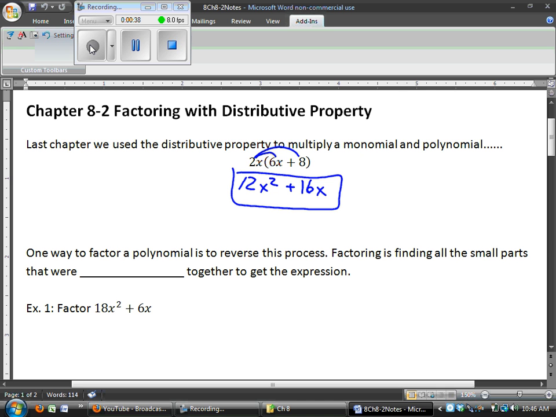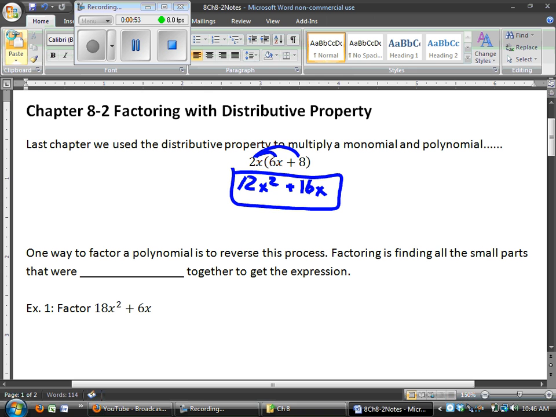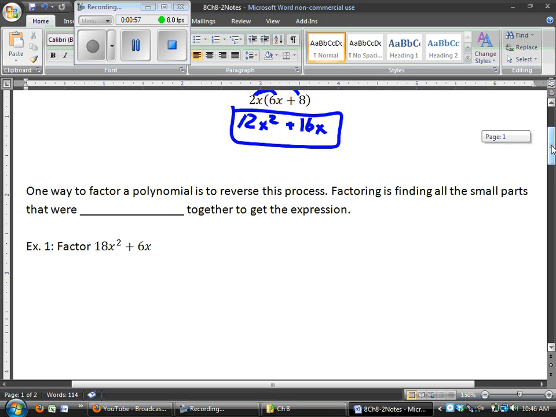Now, in this section, what we're going to be doing is we're going to start with the 12x squared plus 16 and figure out what to pull out. So instead of distributing something in, we're going to undistribute that something and pull it out. Okay? As you can see, one way to factor a polynomial is to reverse this process. That's what I was just saying.